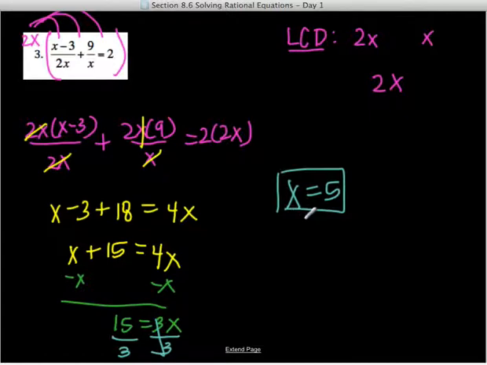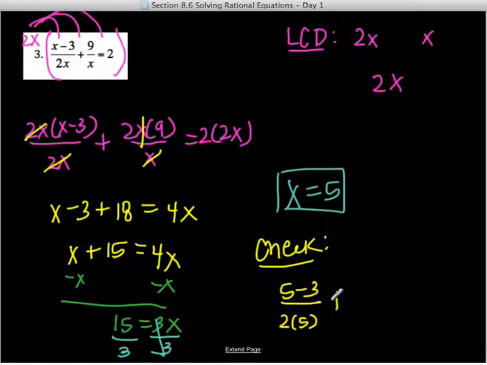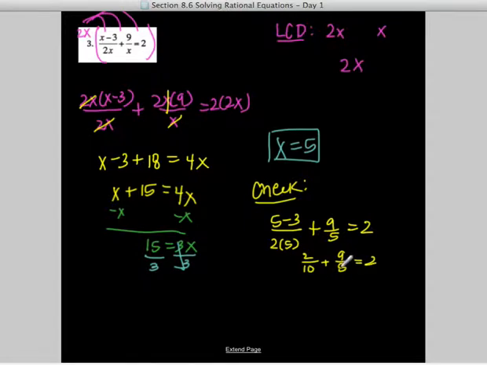Once again, I want to make sure I have the right answer, so we're going to go through and check. So I would have 5 minus 3 over 2 times 5 plus 9 over 5, and we want to know, does that equal 2? Well, this gives me 2 over 10 plus 9 over 5. Does that equal 2? Common denominator would be getting it to have 10, so I would have 2 over 10 plus 18 over 10. Does that equal 2? 2 plus 18 is 20, so I have 20 over 10. Does 20 divided by 10 equal 2? Yes, it does. Okay, so there is example 3.